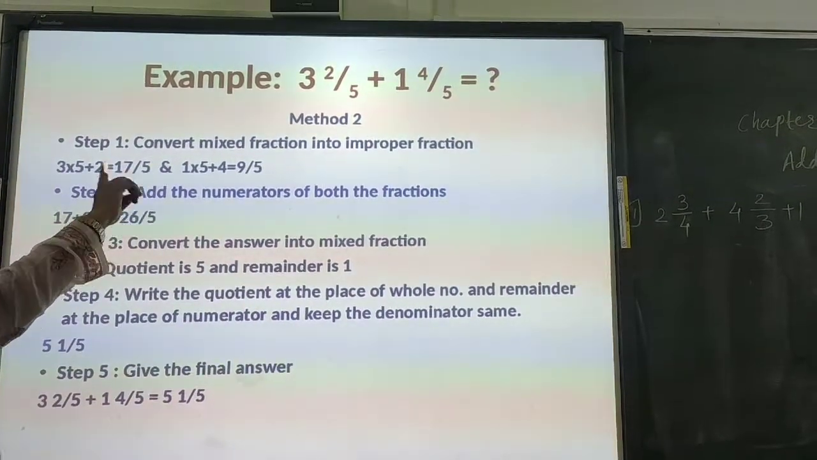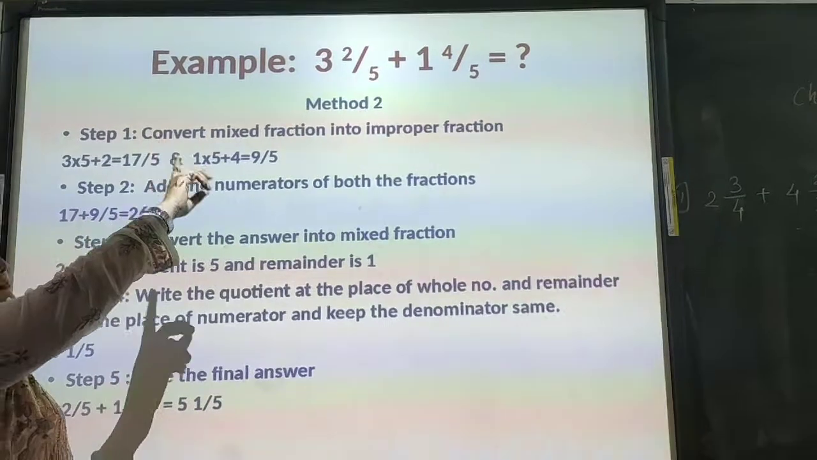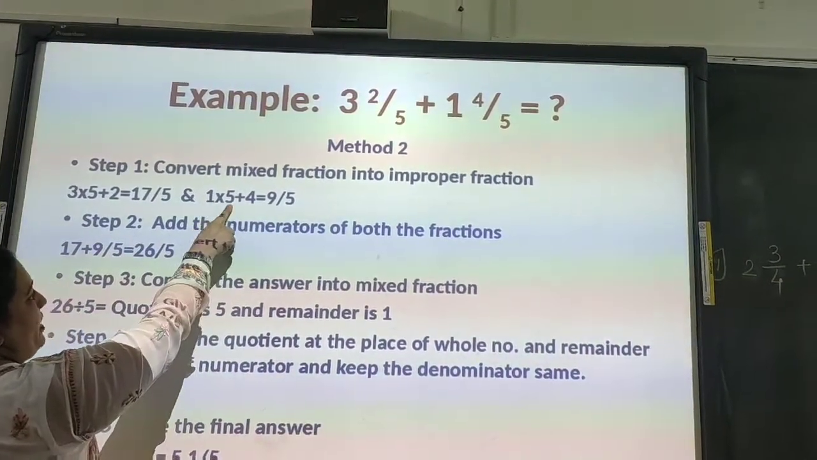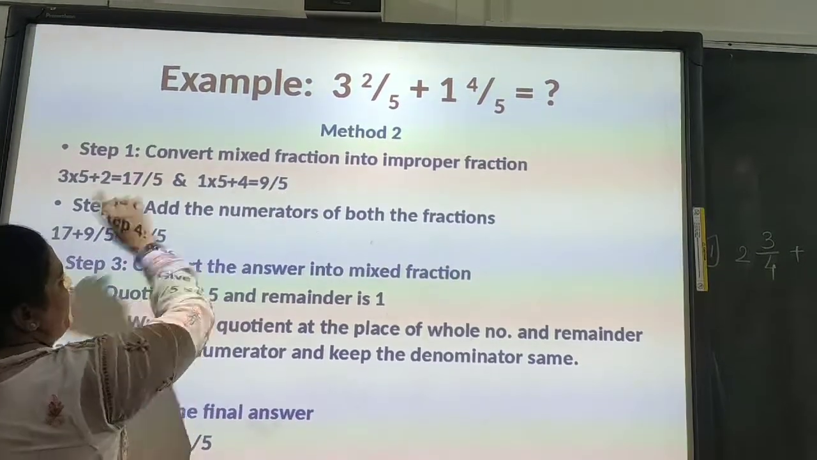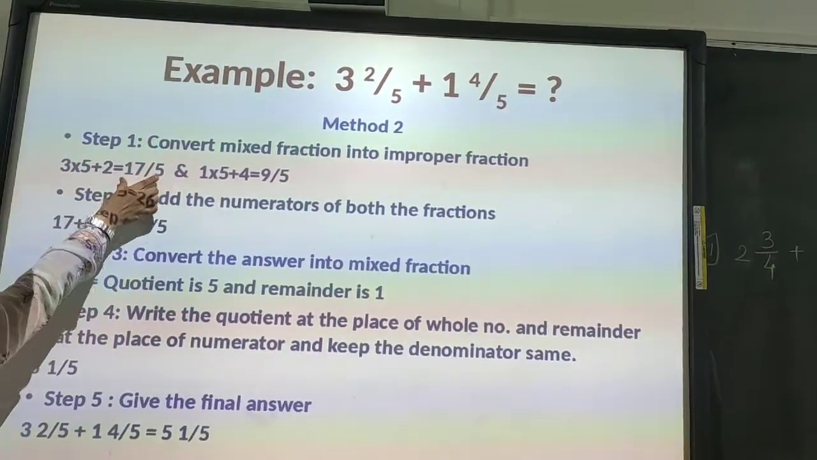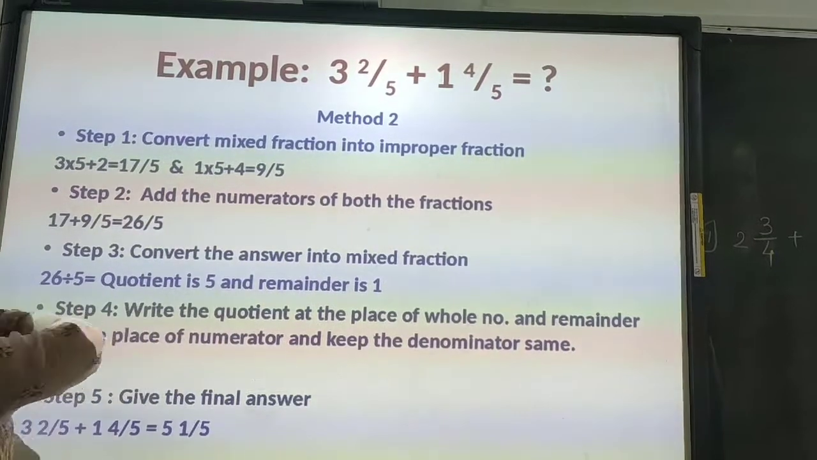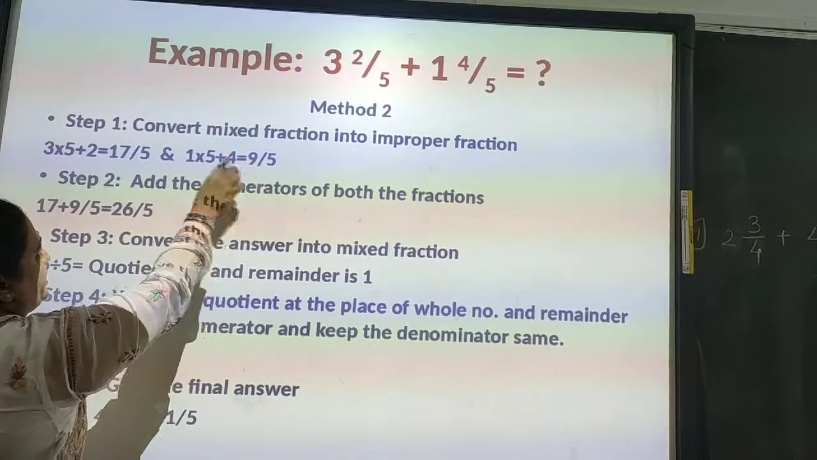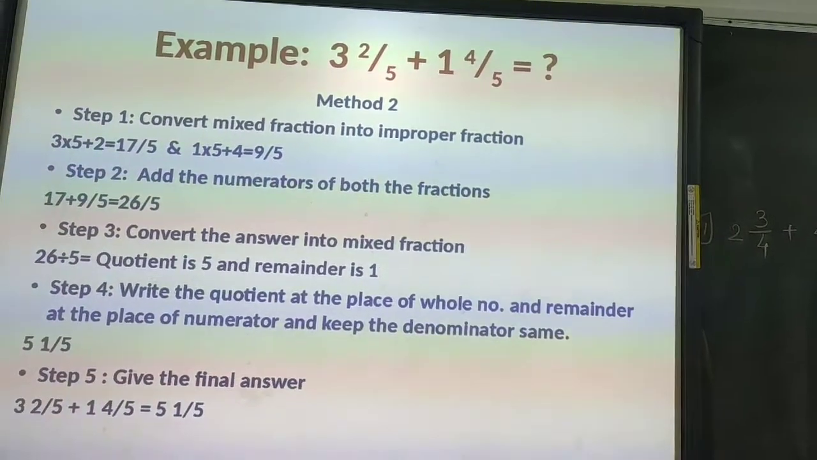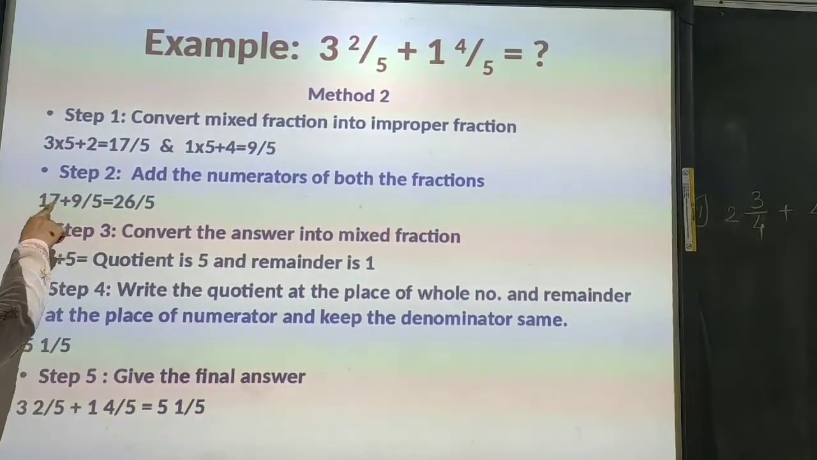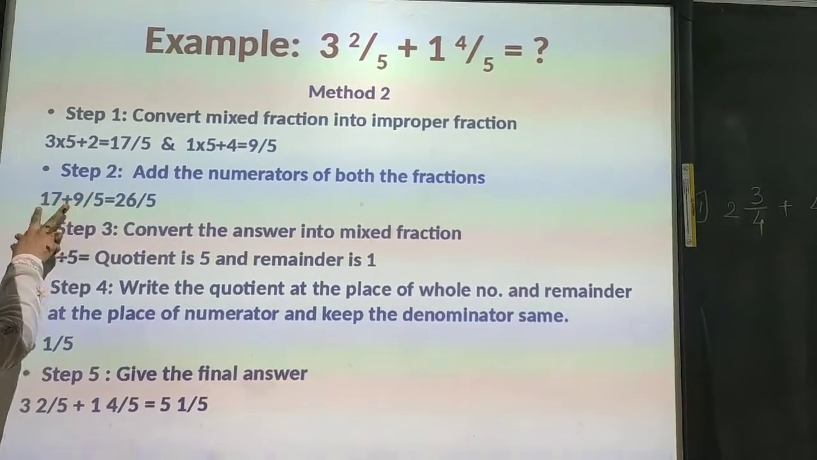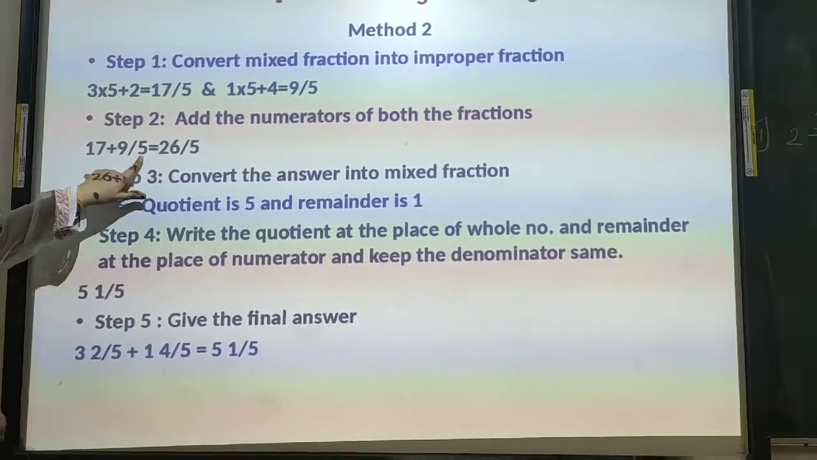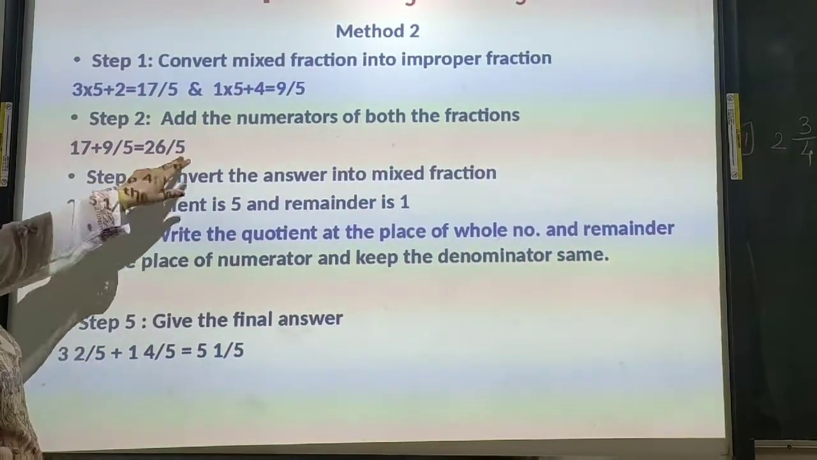And the next fraction is 1 4 by 5. Again multiply whole number with denominator, add numerator. 1 5s are 5 plus 4 is 9. So 9 by 5. So 17 by 5 and 9 by 5 we have to add. So we will add 17 by 5 plus 9 by 5. Now denominators are same. So this is the addition of like fractions. So 17 plus 9 by 5. 17 plus 9 is 26 by 5. Keep the denominator same. So 26 by 5.